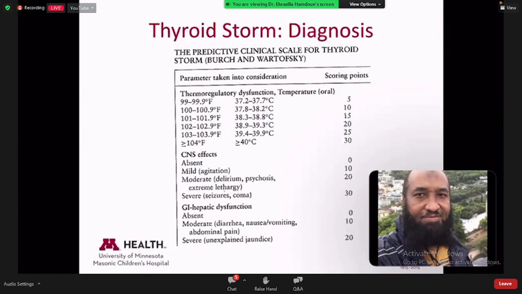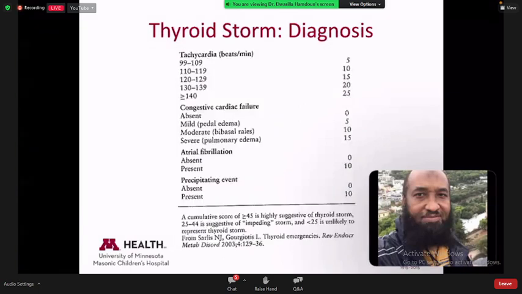So use this scale. It takes into account the GI and liver function, the CNS situation, hyperthermia, tachycardia, and the presence or absence of congestive heart failure. And then in the lower end, you will see the scoring system. A cumulative score of more than 45 is highly suggestive of thyroid storm.